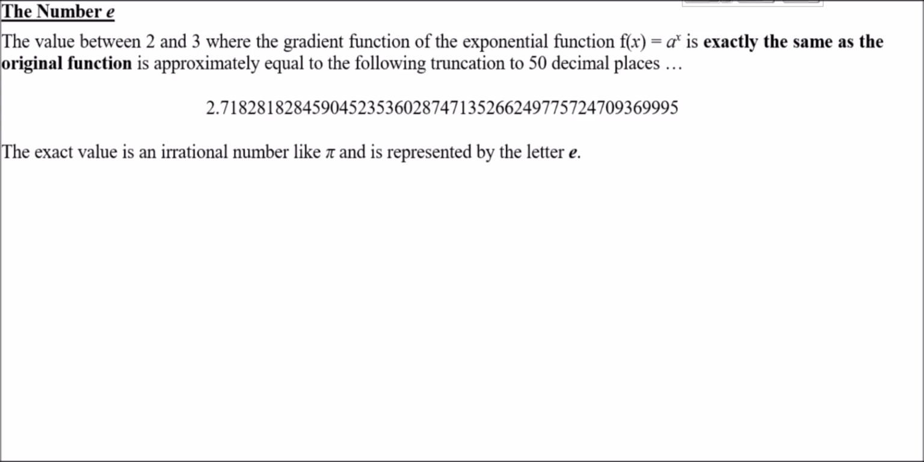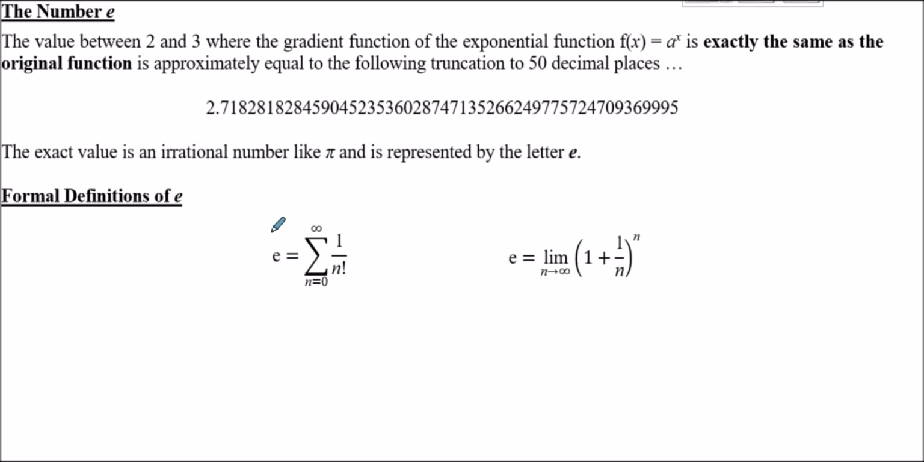Like I mentioned at the end of last session, the number e, where e is between 2 and 3, is a special number where the gradient function of the exponential function f of x equal a to the power x is exactly the same as the original function. It's an infinitely long non-recurring number, just as pi is. So to 50 decimal places, this is the value for e. Last lesson I introduced it as being 2.718 to 3 sig figs. So this is going to be a number that crops up again and again in your A-level study.